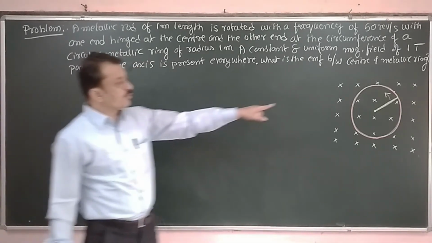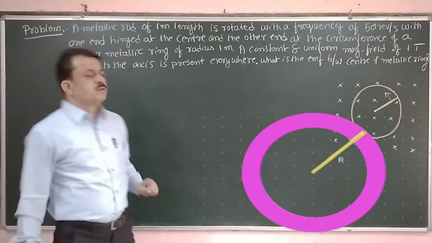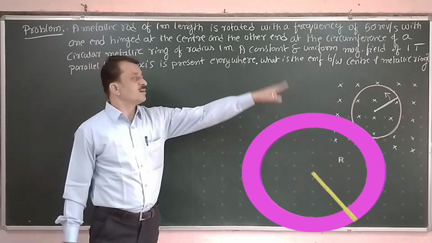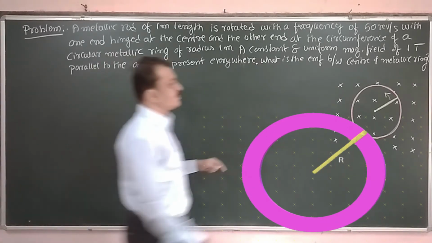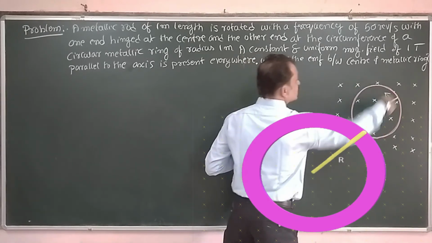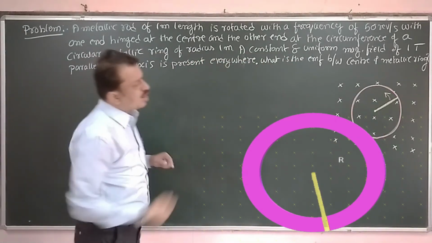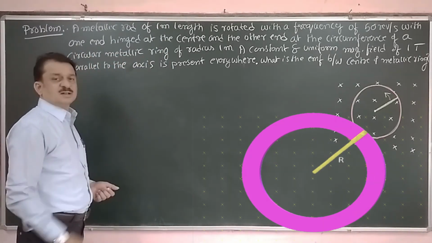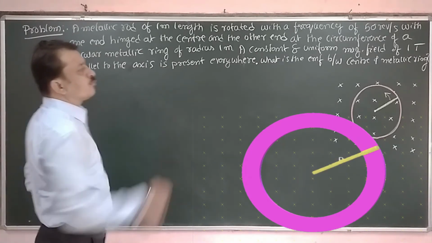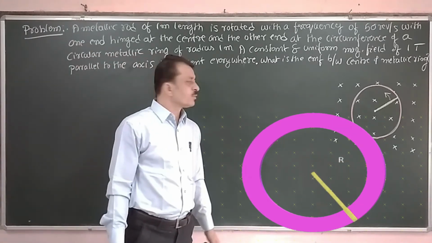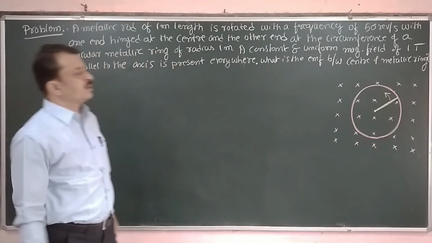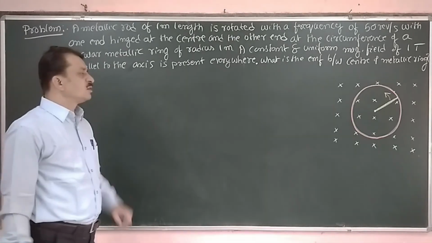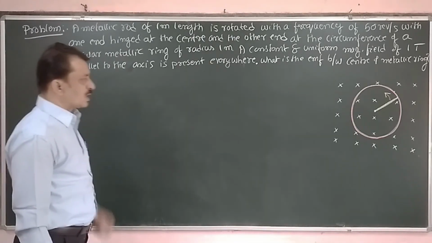Now here they have given a rod which is fixed at the center and is able to move on the circumference of a metallic ring. Now here it is a metallic ring. Now this is a rod. The length of the rod and radius of the metallic ring both are given. It is equal to 1 meter. A uniform magnetic field of 1 Tesla is applied. Obviously there is an EMF between the center and the circumference point. That motional EMF we have to work out.